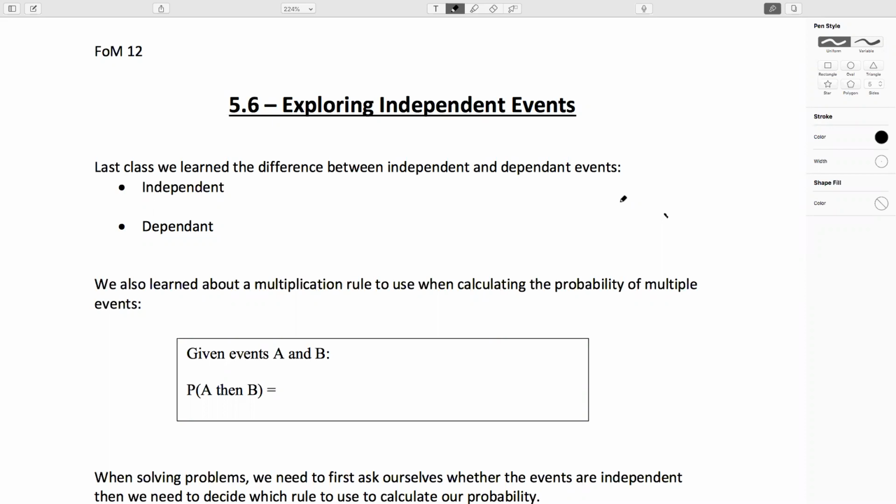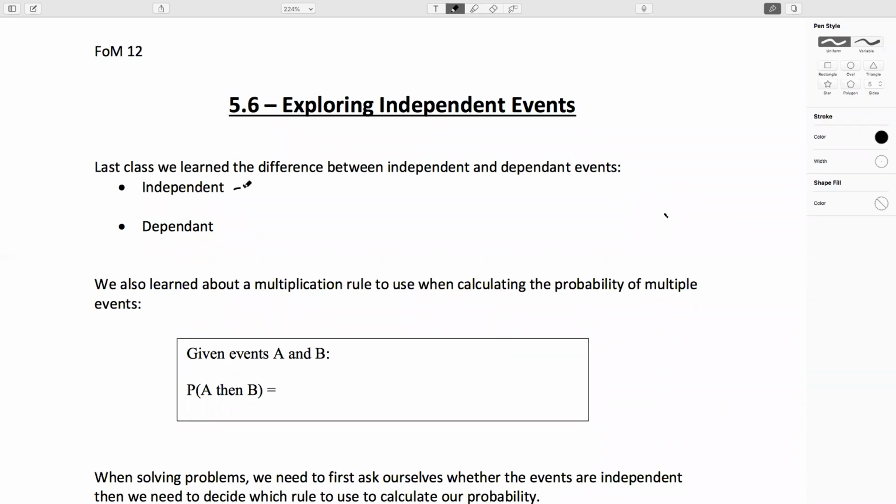So today we're going to be focusing on independent events and calculating their probabilities. Let's talk a little bit about the difference between dependent versus independent events, and then we'll talk about how to calculate probabilities for independence. So independent events are events that are unaffected by previous outcomes.